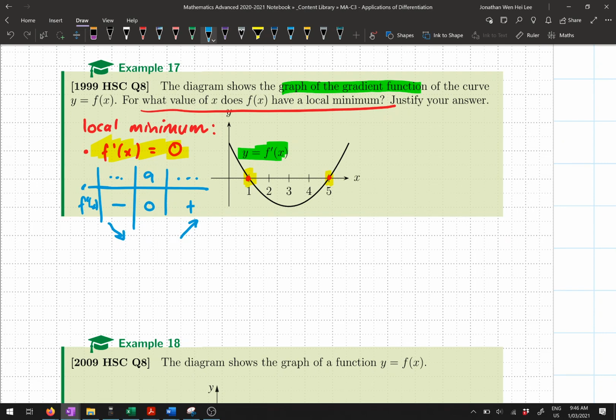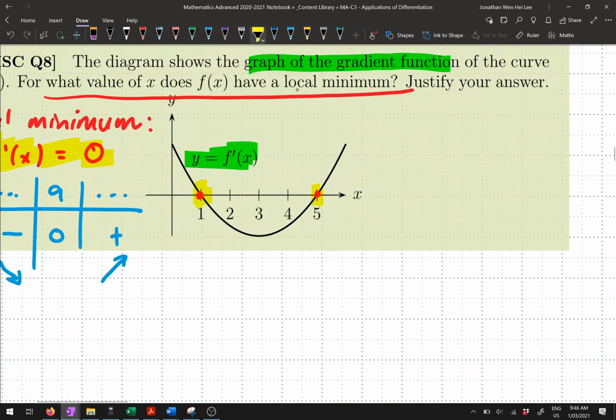So let's have a look at this first one here. At x equals 1, on the left-hand side, is it positive or negative? Hang on, think about it. This is my first derivative graph. It's positive, because I'm just looking for whether it's above or below the x-axis. And on the right-hand side, it's negative, because it's below the x-axis. So x equals 1 is a local max, because it's positive so it goes up, and then negative so it goes down.